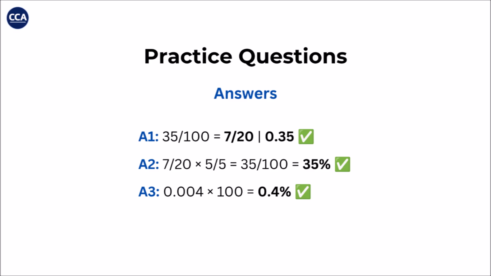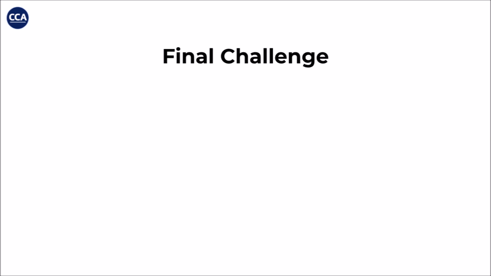Answer 3. 0.004 multiplied by 100 equals 0.4%. Answer 4. 54 divided by 60 equals 0.9. Multiplied by 100 equals 90%. The student scored 90%.